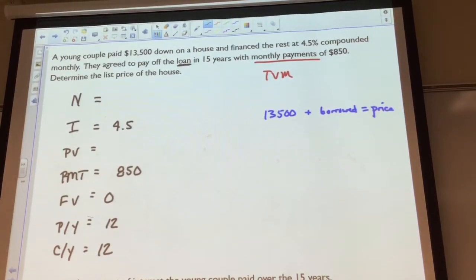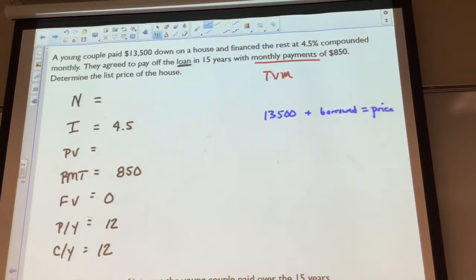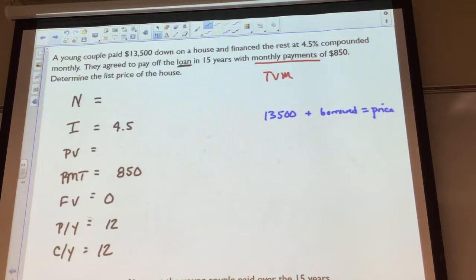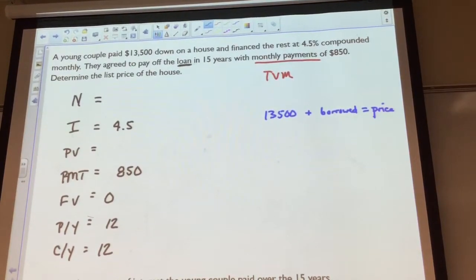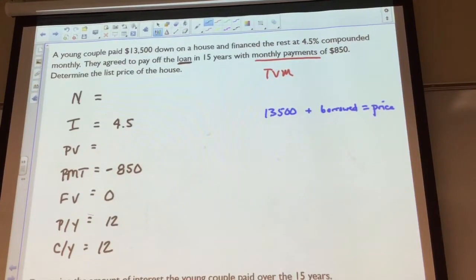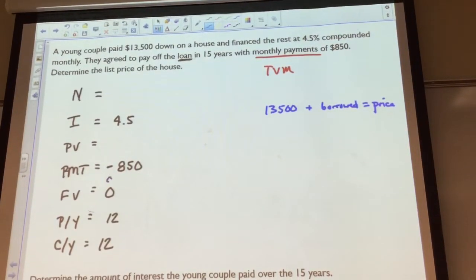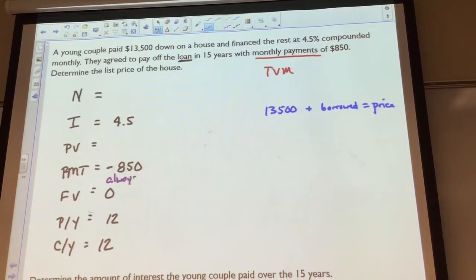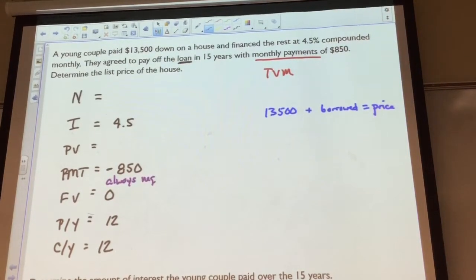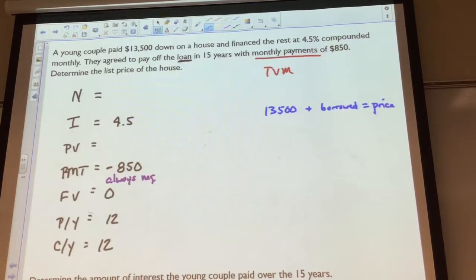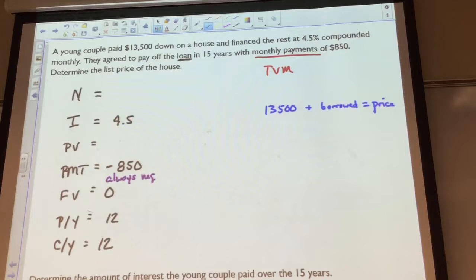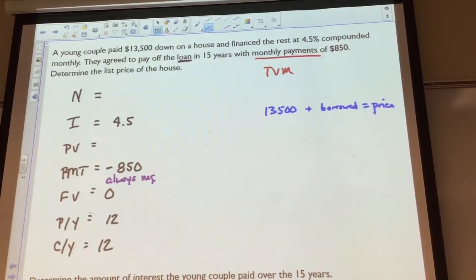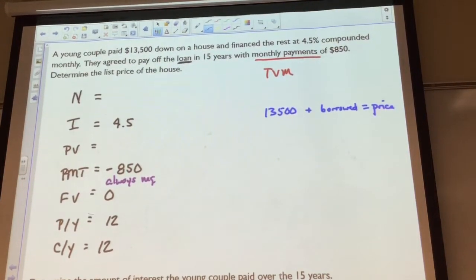But wait a minute. Aren't you supposed to? Didn't you forget something? Payments are always negative. The second biggest mistake in the TVM solver that was made on the test was forgetting that a payment is no longer yours, so it just left your account. It's gone.